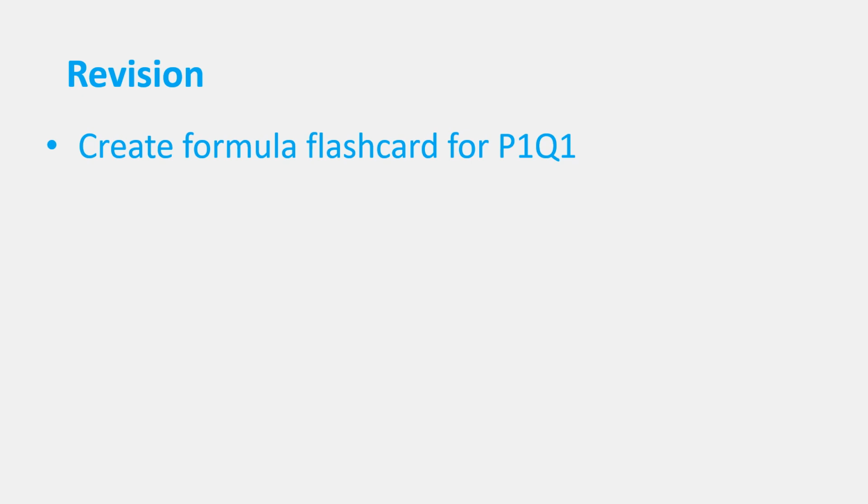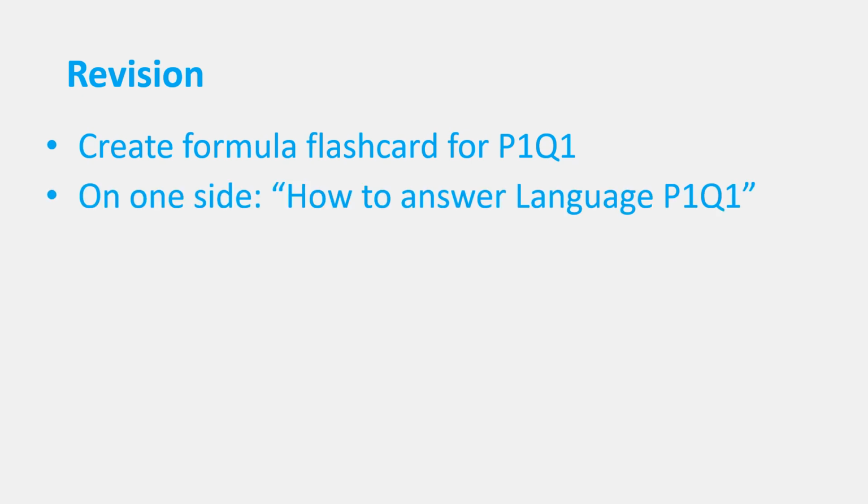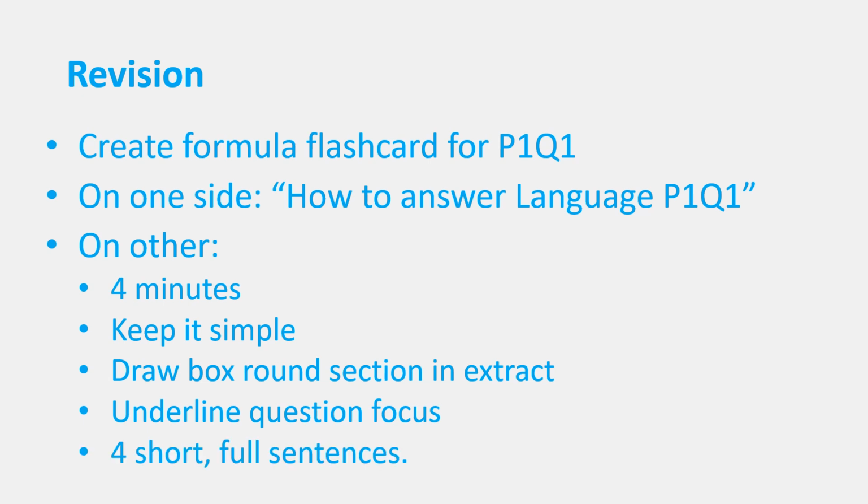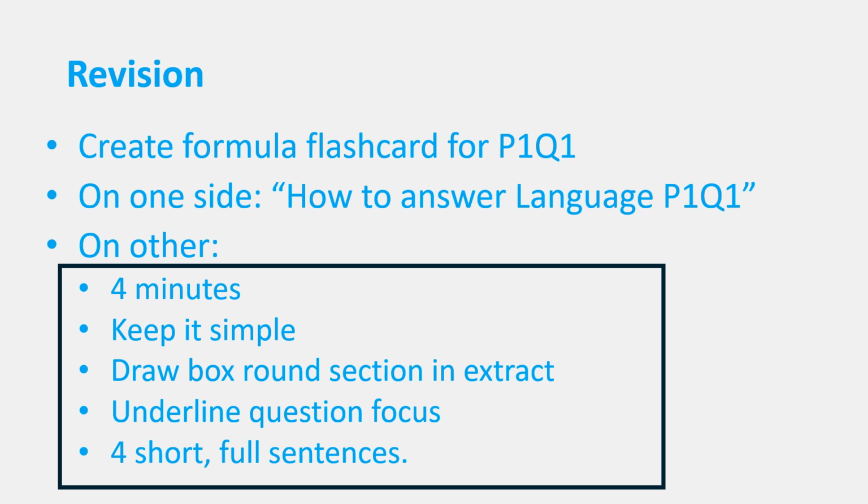So do this now: pause at the end of this slide and create a flashcard for paper 1 question 1. On one side of the card you should write how to answer language paper 1 question 1. That's the question you're going to be asked, and this is what you should write on the other side. 4 minutes, keep it simple, draw a box around the section in the extract, underline the question focus, and finally 4 short full sentences. That is on the back of my flashcard, and those are the things I need to remember to do.